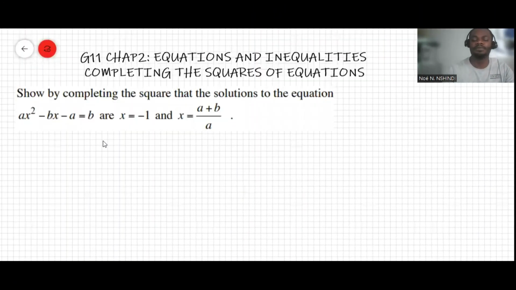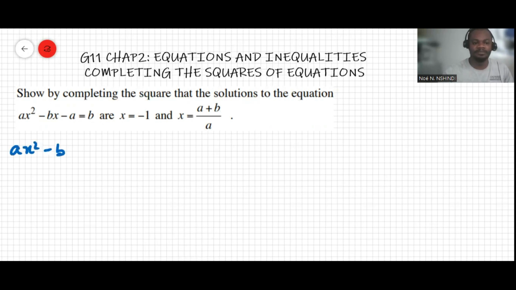Well, we have some other questions here, extra questions on completing the squares. Here, for instance, it says, show by completing the squares that the solution to this equation here is x is -1 or x is a plus b over a. Okay. Let's solve it this way. Okay, this is what we have.